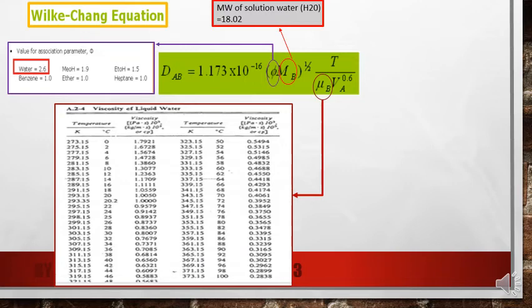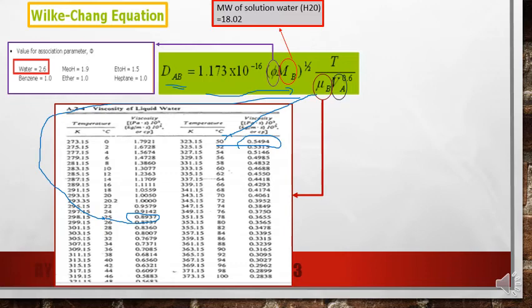For example, you want to determine the DAB at temperature 25 degrees C. So the viscosity of B here should be at 25 degrees C, where from this table A.2-4, at temperature 25 degrees C, the viscosity is actually 0.8937. But for example, if you want to determine the DAB at temperature 50 degrees C, the mu B should be here, which is 0.5494.